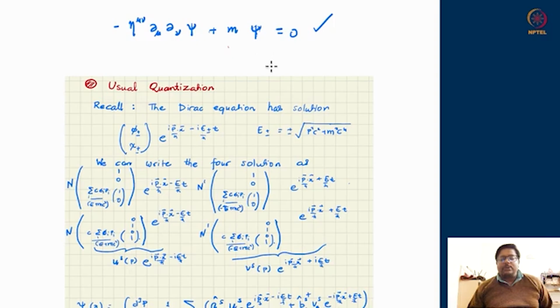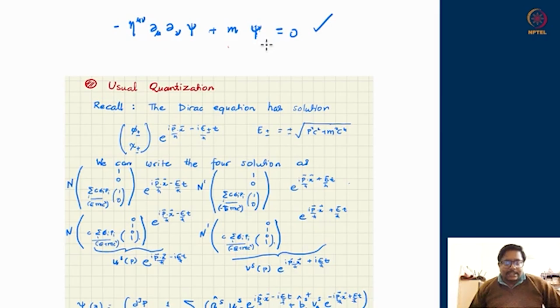So now we want to know about the usual way of quantizing the scalar field. In the discussion session, we discussed the quantization of the real scalar field, but a complex scalar field also can be quantized along similar lines, which we have not done in the discussion session, but you will see that it is not much different from the real scalar field.